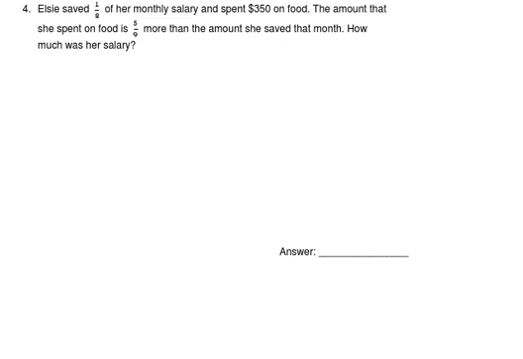Elsie saved 1/8 of her monthly salary and spent $350 on food. The amount that she spent on food is 5/9 more than the amount that she saved that month. How much was her salary? So, you know that she saved, let's say she saved 1 whole for that month. What fraction did she spend on food?